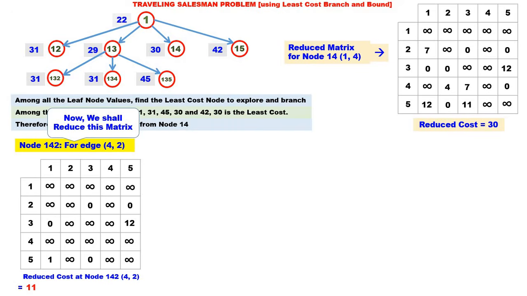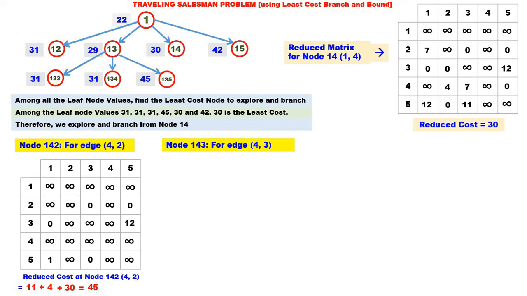Very good. Now, what is the cost of 4, 2 in the reduced matrix for node 1 4? Just see what is the cost of 4, 2. It is 4. So we have to add here, plus the reduced cost of node 1 4, which is 30. We add 30 also. So this will become 45. Very good. For 1 4 2 we got 45. We got a reduced matrix for 1 4 2 and the cost of 1 4 2 is 45.